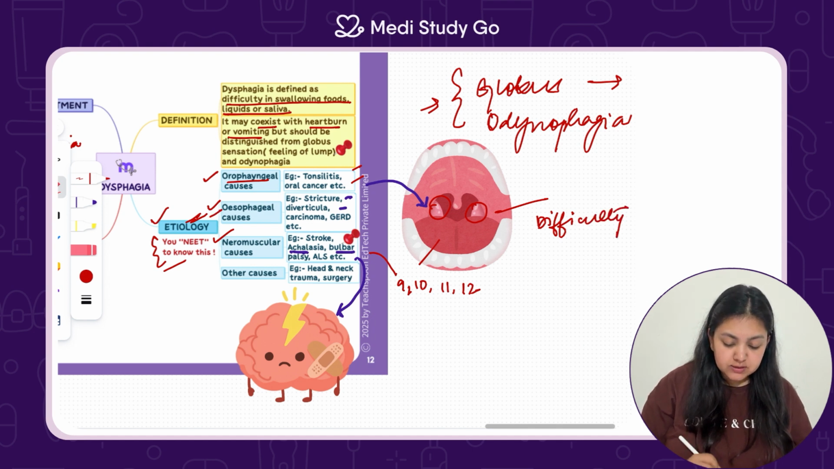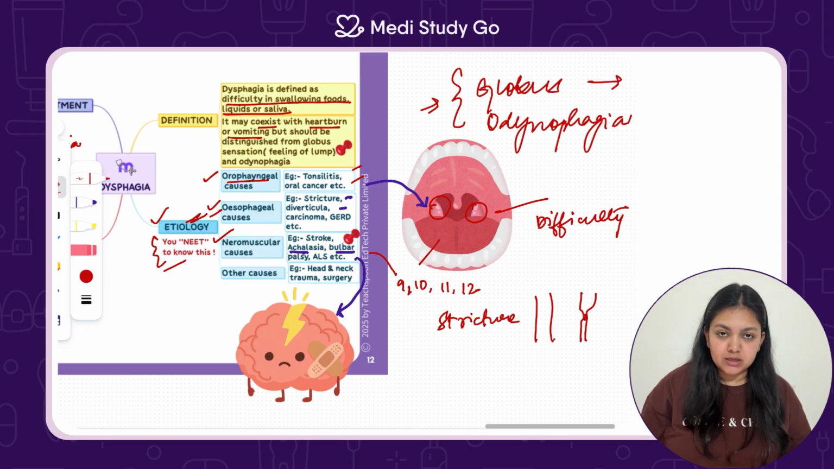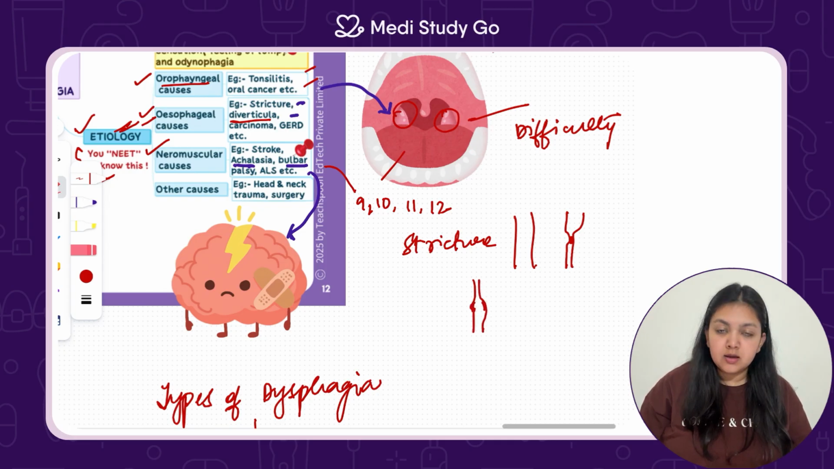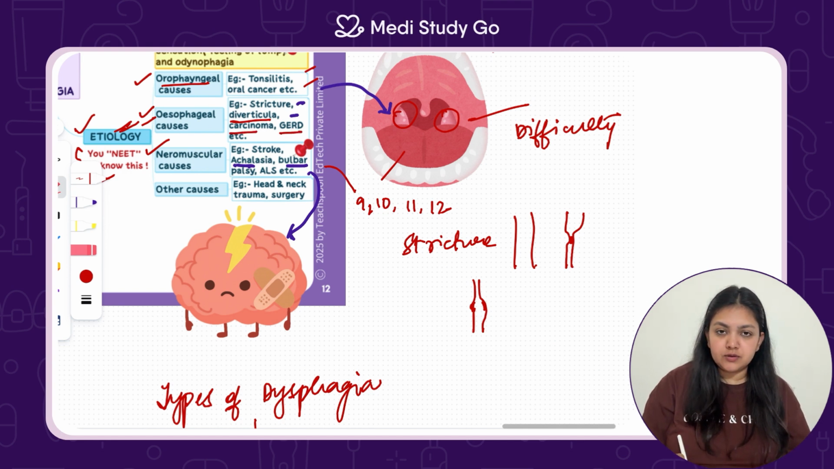Next are esophageal causes, where something is wrong in the esophagus. First is a stricture. Stricture means that the esophagus has narrowed down at some point. This narrowed passage is causing difficulty in swallowing. Second is diverticula. A diverticulum is a small pouch that has formed, where maybe the food is getting stuck and the patient feels that something is stuck and he is not able to swallow completely. That is also dysphagia. Next, there can be carcinoma and gastroesophageal reflux disease, which is GERD.